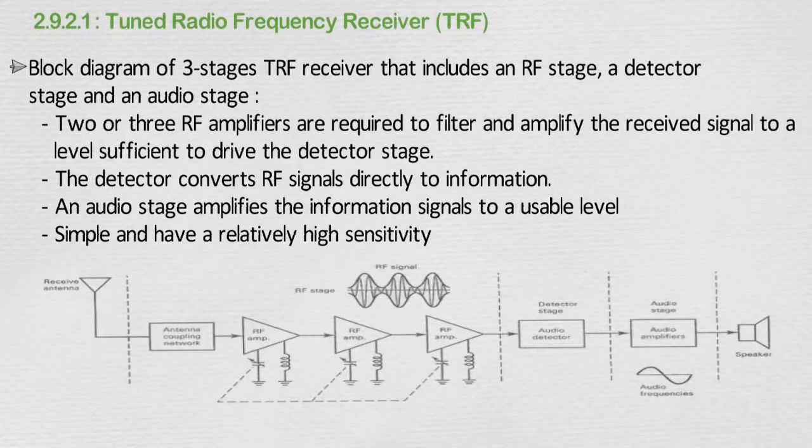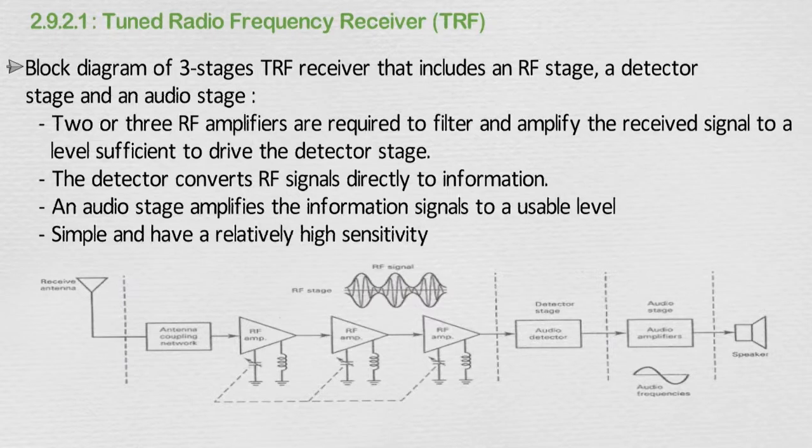2.9.2.1 Tuned radio frequency receiver, TRF. Block diagram of a 3 stage TRF receiver that includes an RF stage, a detector stage and an audio stage. 2 or 3 RF amplifiers are required to filter and amplify the received signal to a level sufficient to drive the detector stage. The detector converts RF signals directly to information. An audio stage amplifies the information signals to a usable level. It is simple and has a relatively high sensitivity.